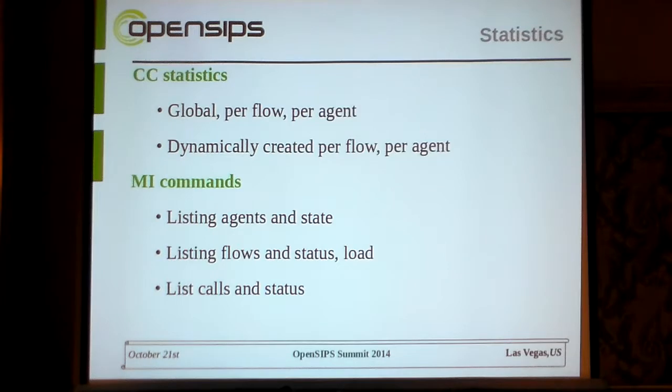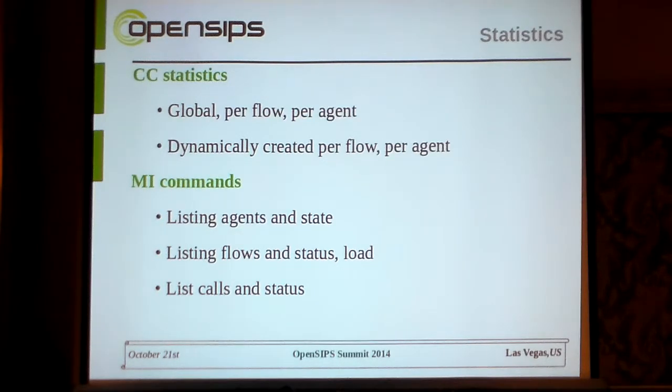From the statistics perspective, the module actually offers a huge set of statistics, which can be global statistics, per flow, and per agent. And the per flow and per agent ones are dynamically created. So there is a fixed set of statistics for each flow and for each agent, and they are duplicated for each of them. They give you information like how many calls there were in total, how many calls were dropped from the flow, how many were delivered, what the average call duration was, what the average waiting time in the queue was, and stuff like that. What was the percentage in handling, like less than, let's see the demo, quite a large set of statistics provided by the module.